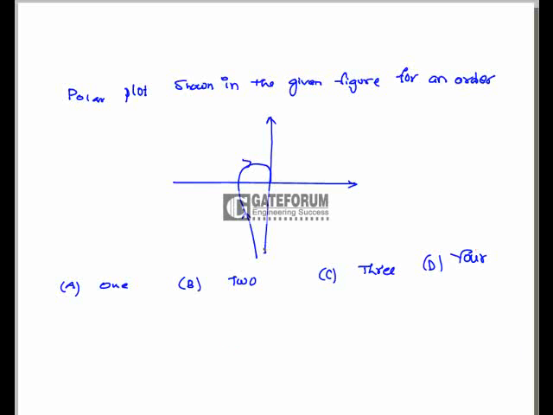The given figure for an order. Here it is starting in the third quadrant, means it is type 1 and it is extended into the third as well as fourth, third as well as second. So it is order 3, that is because one pole at origin and two non-zero poles. So order 3, that is option C, is correct.